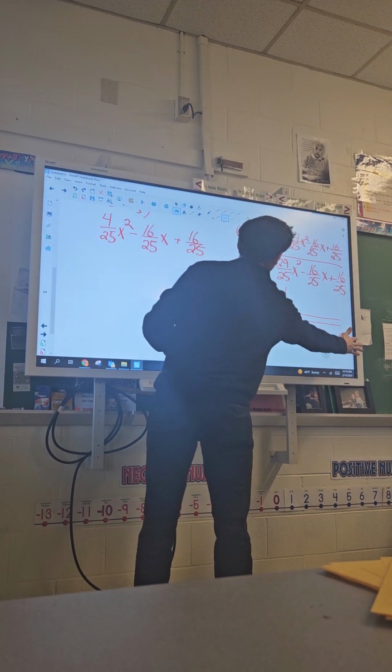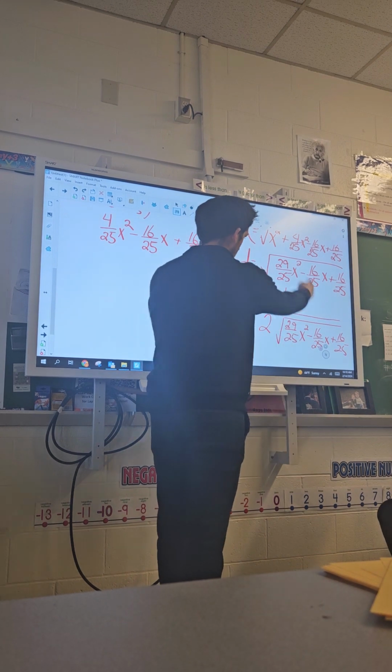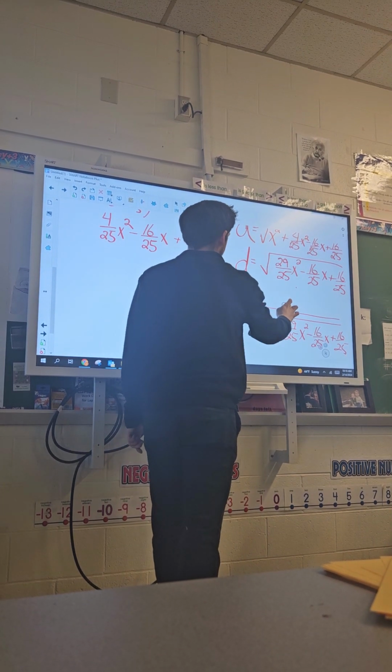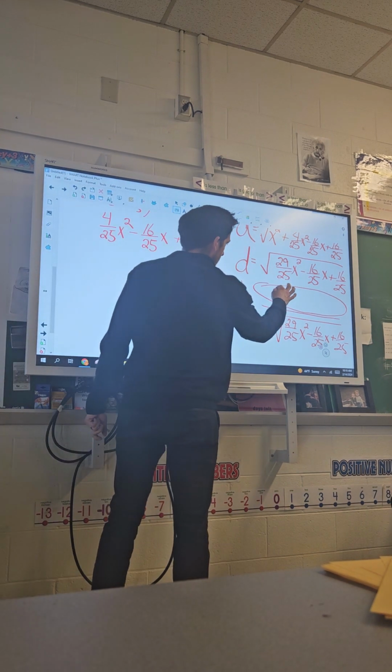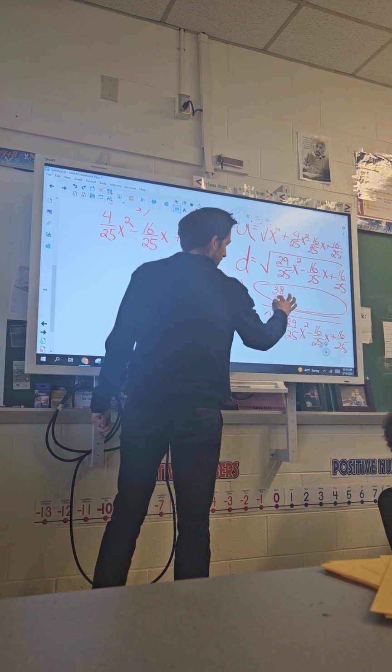Times the derivative of the inside, that goes on the top. You're eventually gonna have to take this top piece and set it equal to 0, and that would be the x values. Hopefully on the test, it'll work out a little bit better.